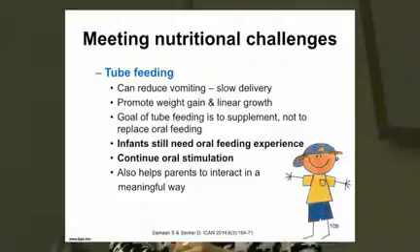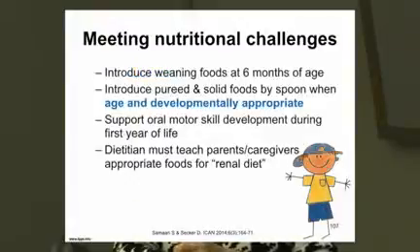Tube feeding is then often, as we said, needed for these children to actually grow. But remember that we need to continue oral stimulation during this time, and start then when your child or the infant is ready to start with food, the actual food.